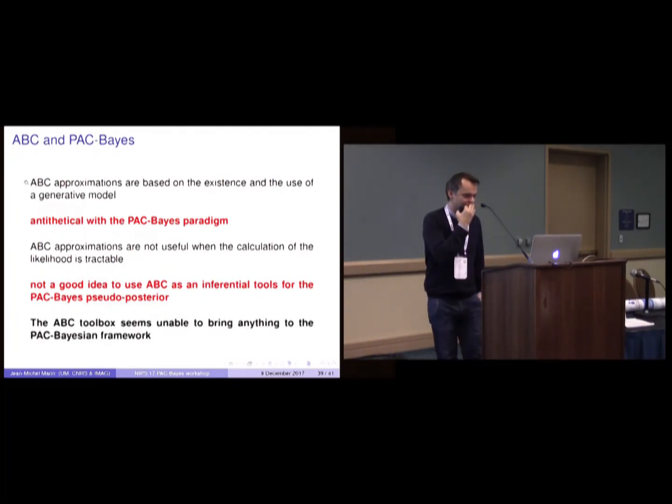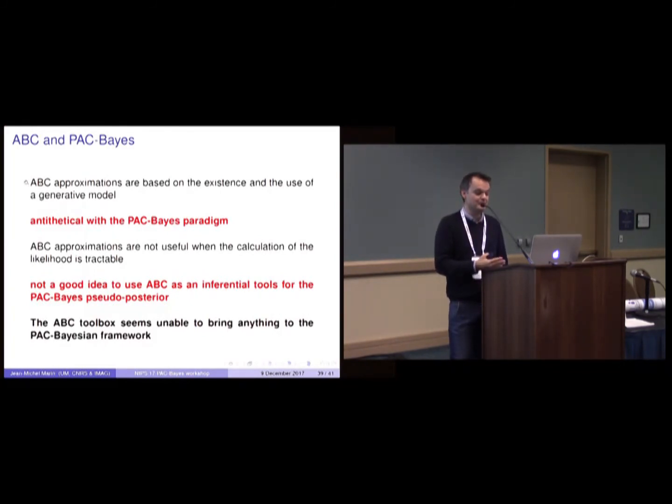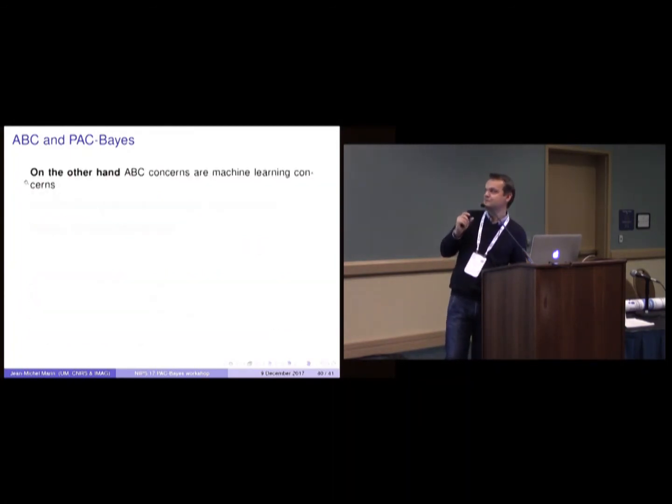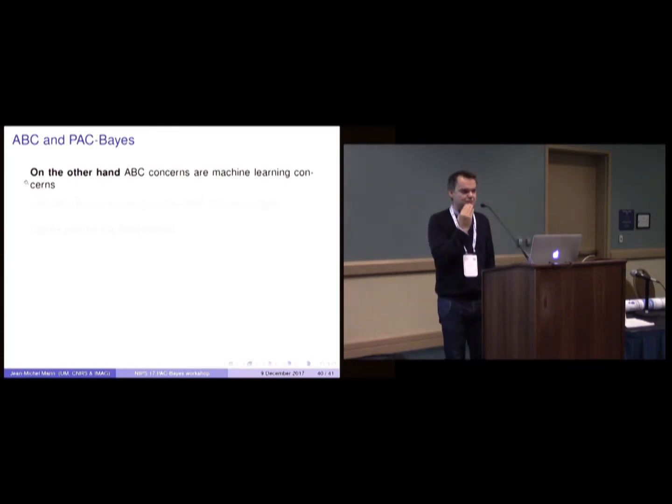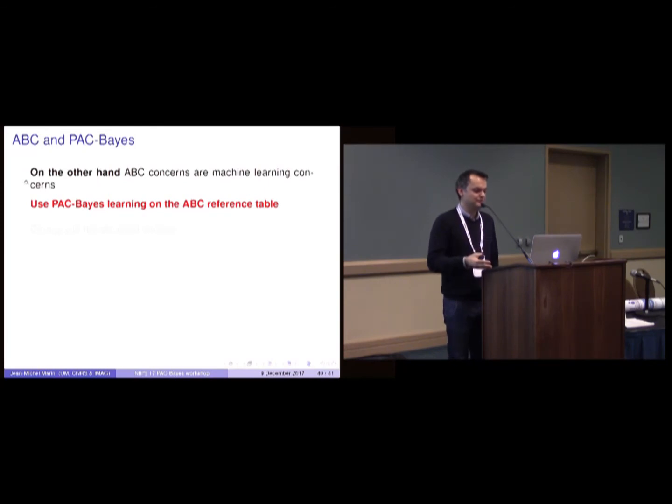So, first conclusion, the ABC toolbox seems unable to bring anything to the PAC-Bayesian framework. But, on the other hand, I try to convince you today that ABC concerns are machine learning concerns. Okay? So, why not try to use PAC-Bayesian learning on the ABC reference table? That can be a good thing to do here.